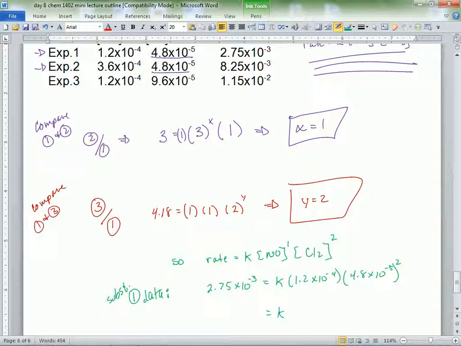2.75 times 10 to the negative 3. Divide that by 1.2 times 10 to the negative 4. Divide that by 4.8 times 10 to the negative 5. I got to square it. Geez, it's huge, right? 9.9 times 10 to the 2, 4, 6, 8.